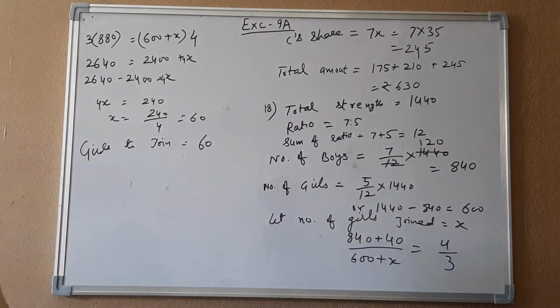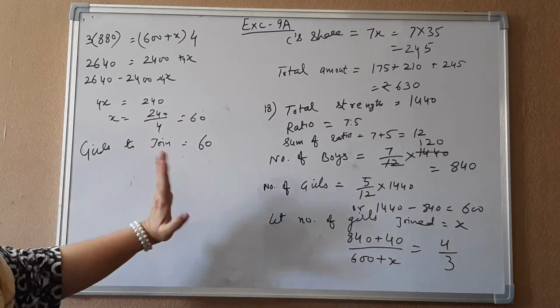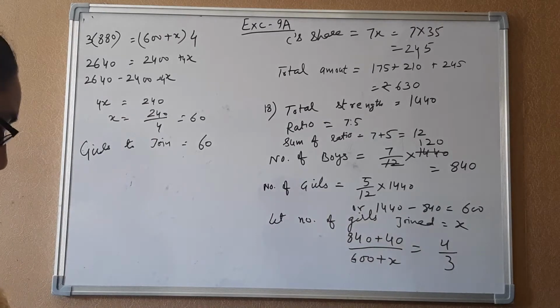4:3. Clear? Now, leaving question number 19, because sum number 19 they have explained with the hint. Try, if you still have problem, we'll do that also.